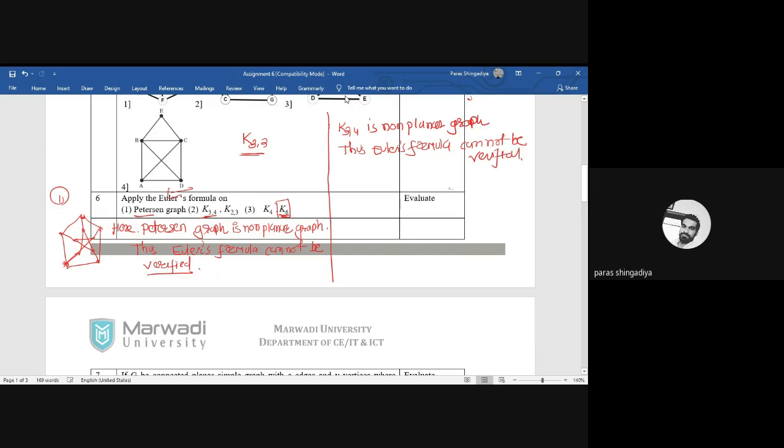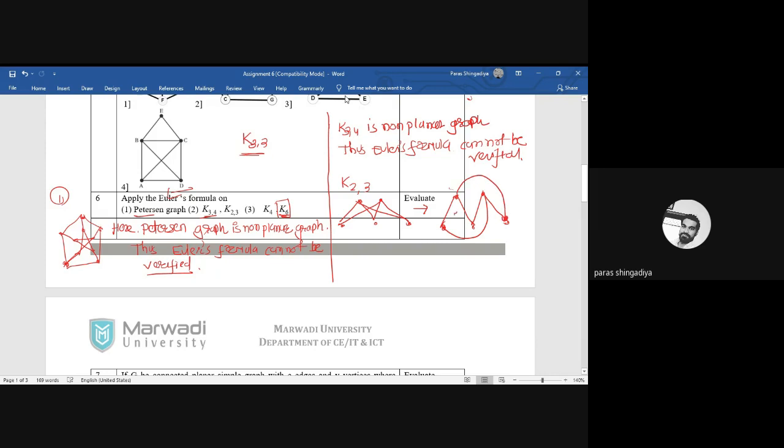And now the next one is K23. Clear? In K23 we can easily embed; that is the actual shape of K23. That is the graph of K23, and now embedding is possible in K23. So here is the embedded graph, and now this graph looks planar. Clear?